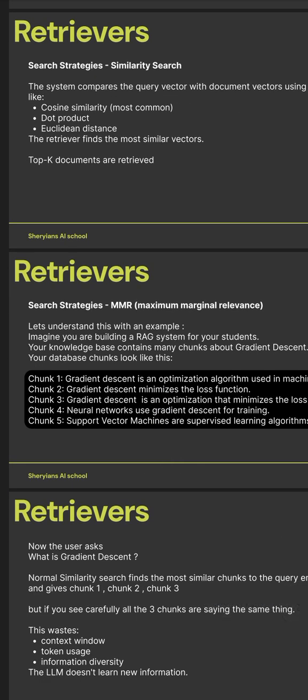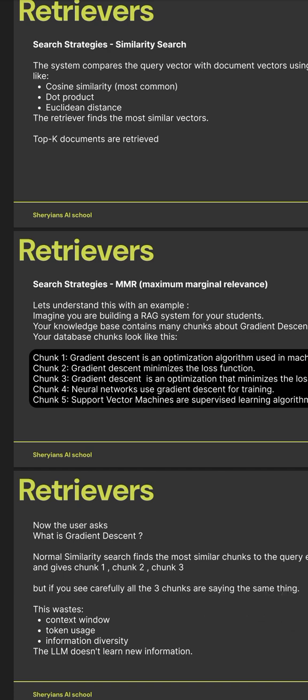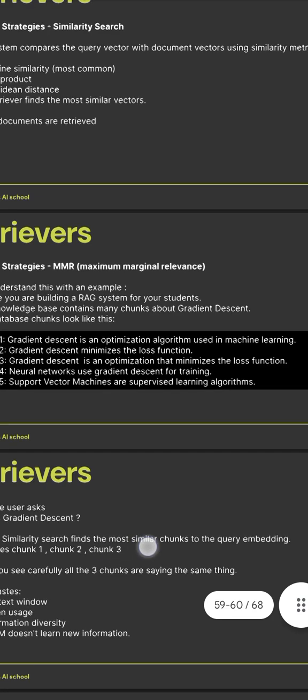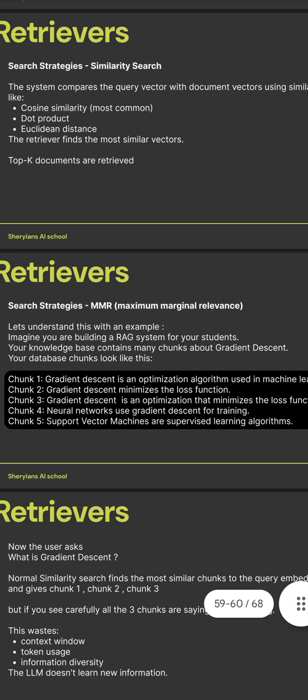Then we have the retriever search strategy MMR, maximal marginal relevance. Let's understand with an example. Imagine you are building a RAG system for students. Your knowledge base contains many chunks about gradient descent. Your database chunks look like this: Gradient descent is an optimization algorithm used in machine learning. Gradient descent minimizes the loss function. Gradient descent is an optimizer that minimizes the loss function. This is a gradient descent note for training support vector machines, supervised learning.